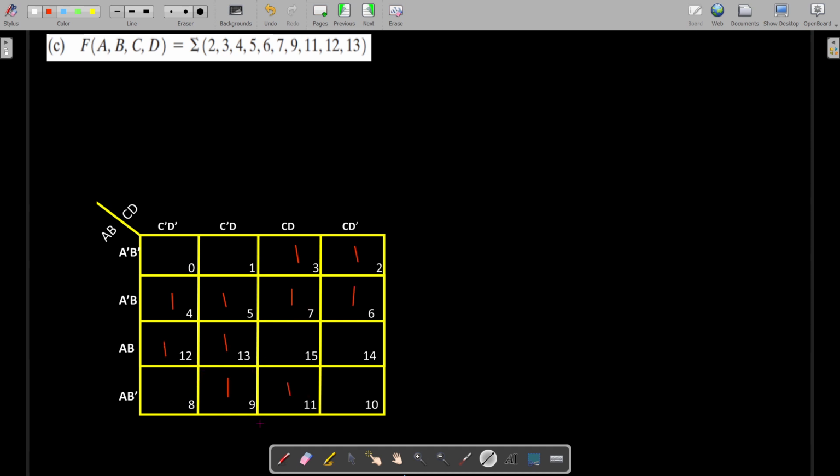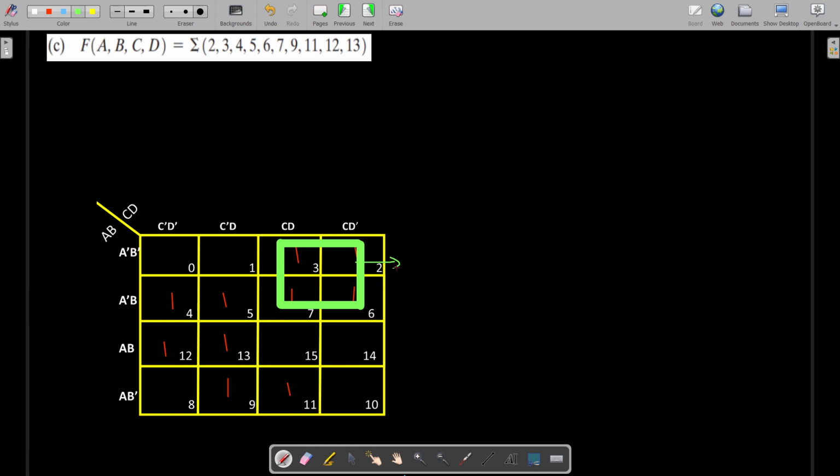The next step is to group them, combining them in powers of 2 as adjacent ones. Here we don't have 16 adjacent ones, we don't have 8 adjacent ones, but we have 4 adjacent ones, isn't it? So we can combine them. First we can form a group like this. We form a quad by combining the minterms 2, 3, 6, 7 like this.